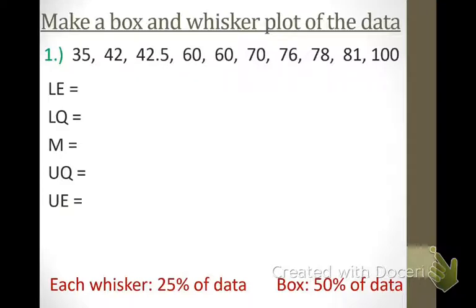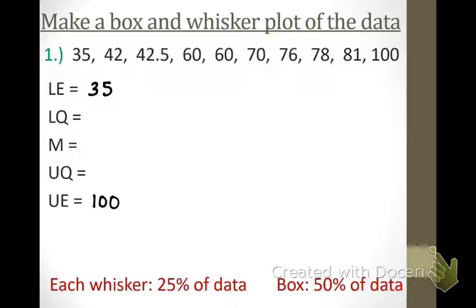All right, so looking at all of this, the LE, what does that stand for? Lower extreme. What is the lower extreme? The lowest number. What is our lowest number? 35. So we're going to go ahead and just write that there. That's a 35. Okay, now there's something that's opposite of the lower extreme. It's the upper extreme. What is the upper extreme? Okay, it's 100 because it's the highest number. So we're going to go ahead and do that one next.